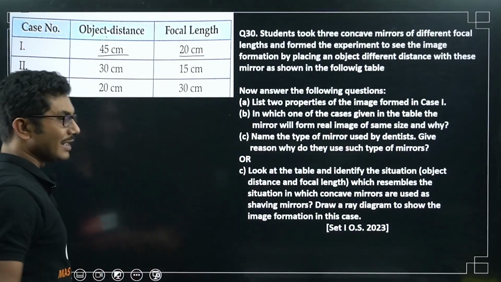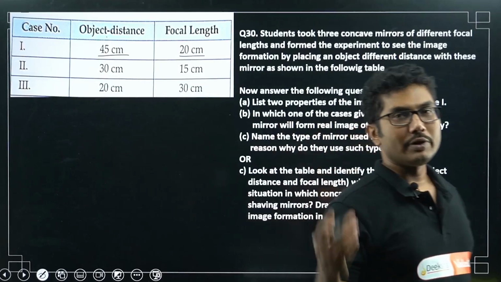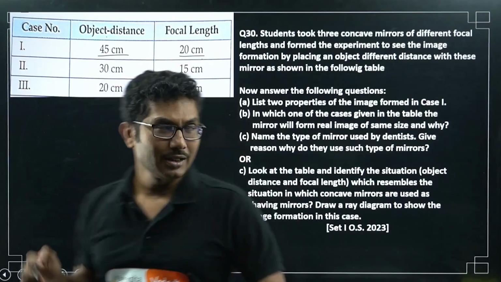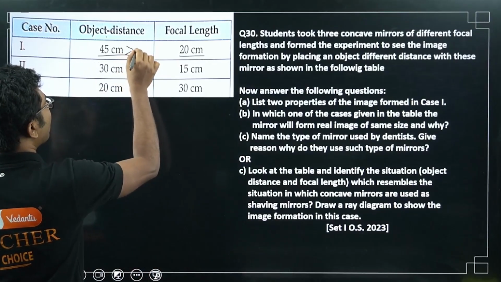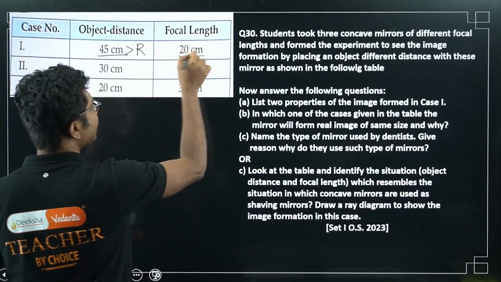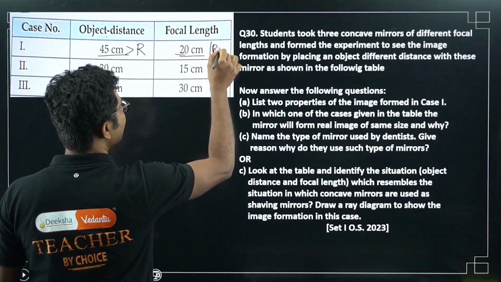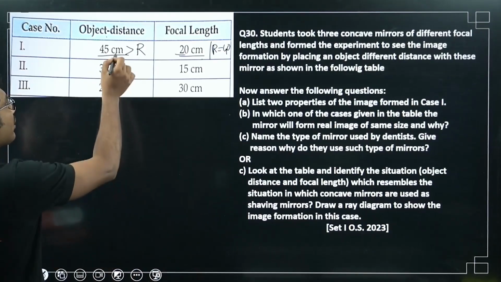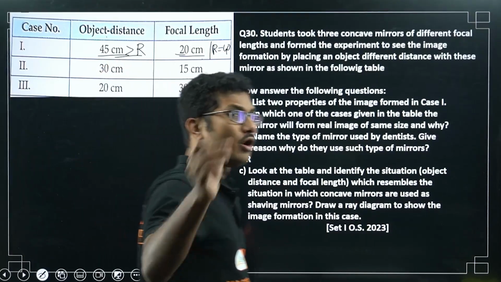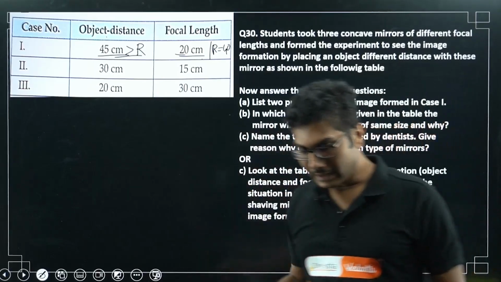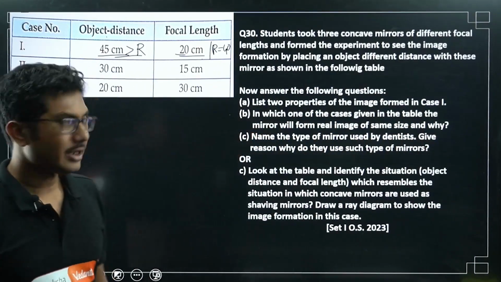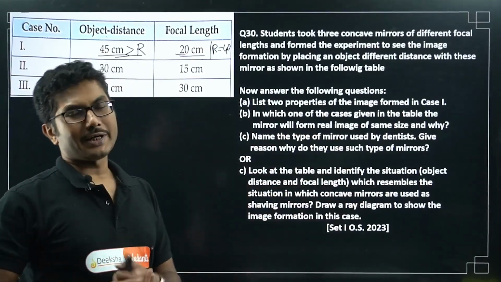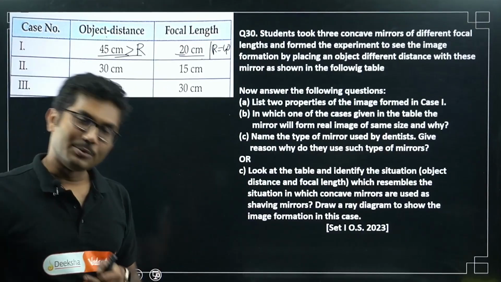Concave mirrors means if the distance is more than the focal length, it will produce a real image. Here, as you can see, the distance is more than the radius of curvature. If 20 centimeter is the focal length, then the radius of curvature is 40, twice the focal length. So it is more than the radius of curvature. So the image formed will be real, inverted and diminished. You can write any two properties, real and inverted will be fine.